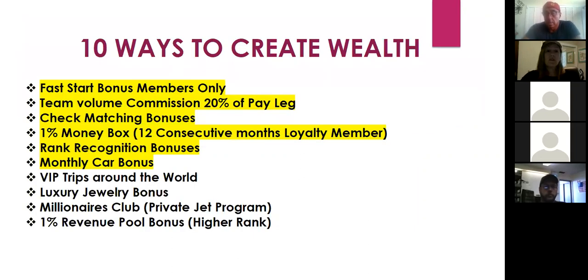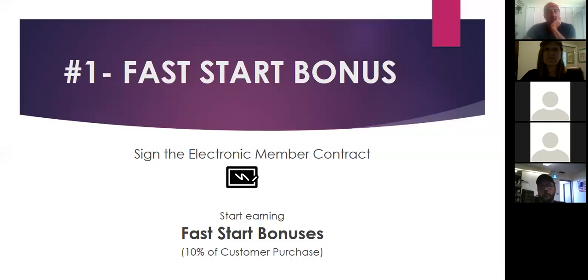All right, so this is what we're going to go over. Fast start bonuses, dual team commissions, check matching, 1% money back, okay? And we're going to go over the monthly car bonus. So first of all, fast start bonuses, again, very, very simple.